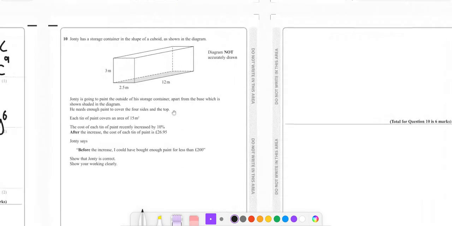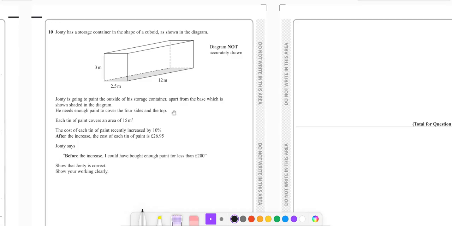Okay, question 10. Jonty has a storage container in the shape of a cuboid shown. Jonty is going to paint the outside of his storage container apart from the base. He needs enough paint to cover the 4 sides and the top. Each paint tin covers that area. The cost of it has recently increased by 10%. After the increase, the cost of each paint tin is that. Jonty says, before the increase, I could have bought enough paint for less than £200. Show that Jonty is correct.